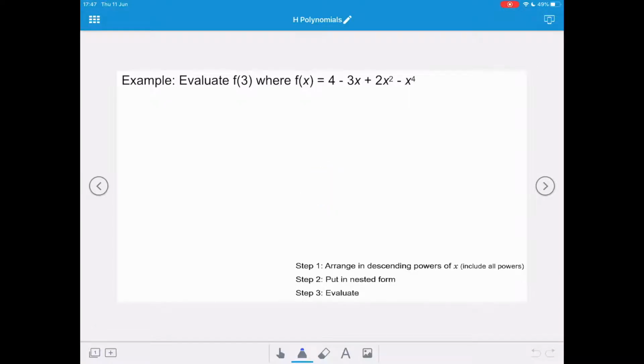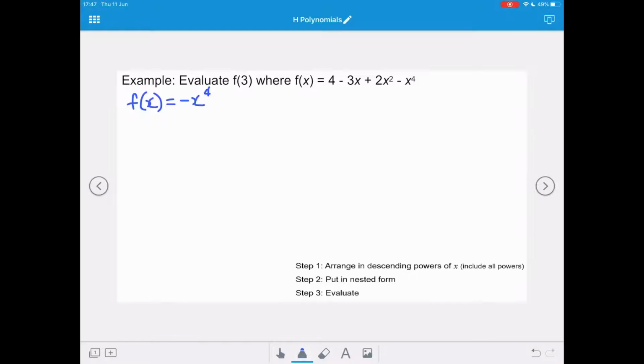So in the first example, we're going to evaluate f of 3, where f of x equals 4 minus 3x plus 2x squared minus x to the power of 4. So the first thing we need to do is put it in descending powers of x, including all powers.